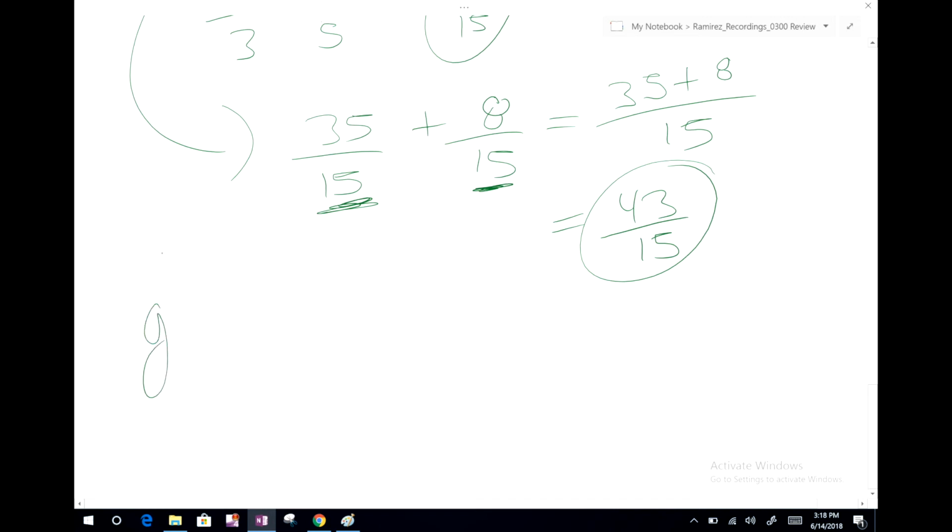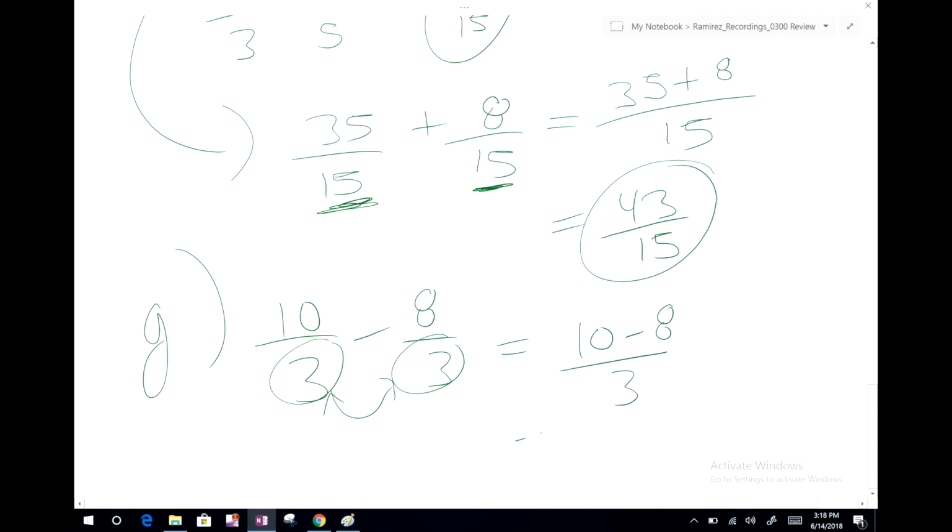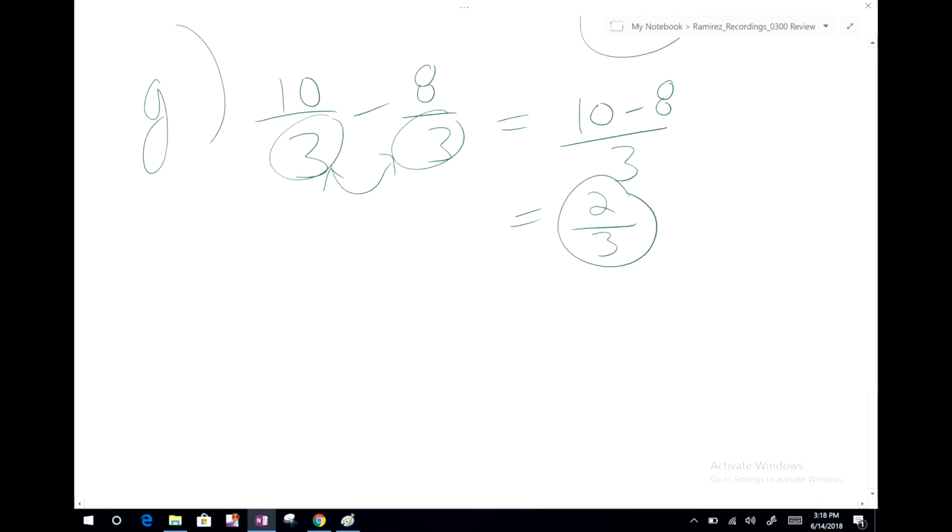So now for G, we have 10 over 3 minus 8 over 3. Again, with subtraction, we also have to make sure that the denominators are the same. And here they are, so we can go ahead and move forward. So now we're going to have 10 minus 8 over 3, which is equal to 2 over 3. That's as much as we can take that one.